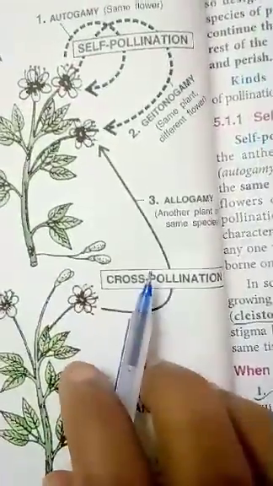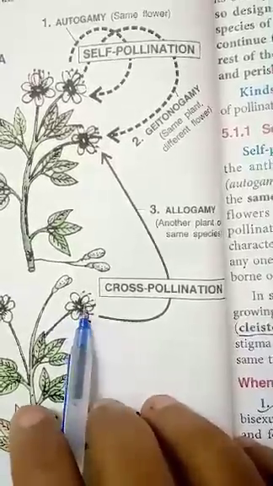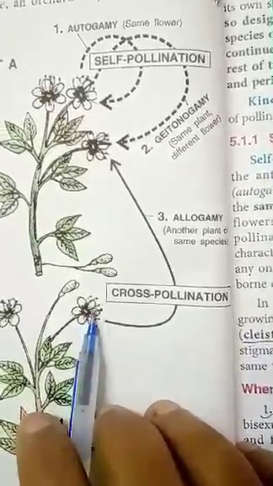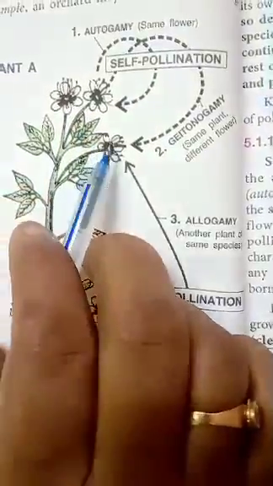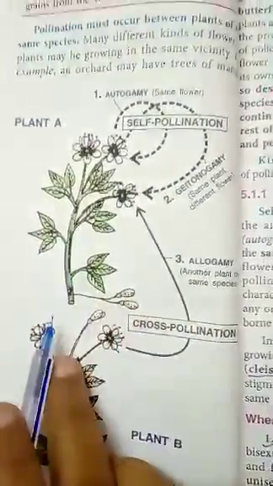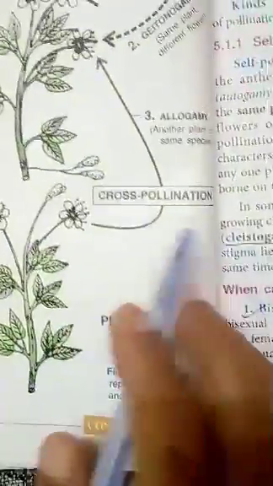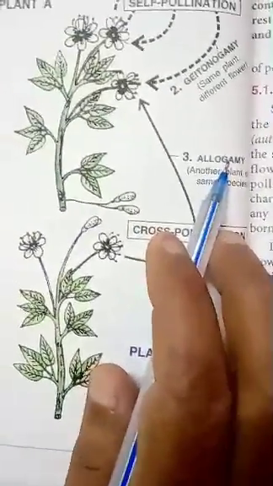Now cross pollination, when the pollen grain from one plant or one male flower moves to the stigma of another flower of another plant but of the same species, that is called cross pollination, and the term used for that is allogamy. These terms are very important, children. Definitions are given here in your books. Please learn them by heart.